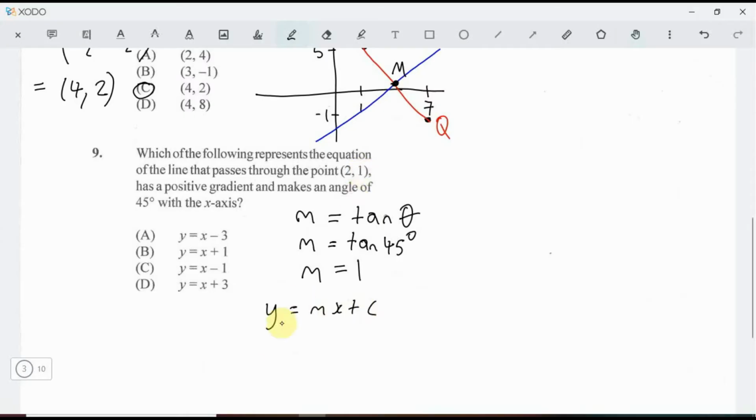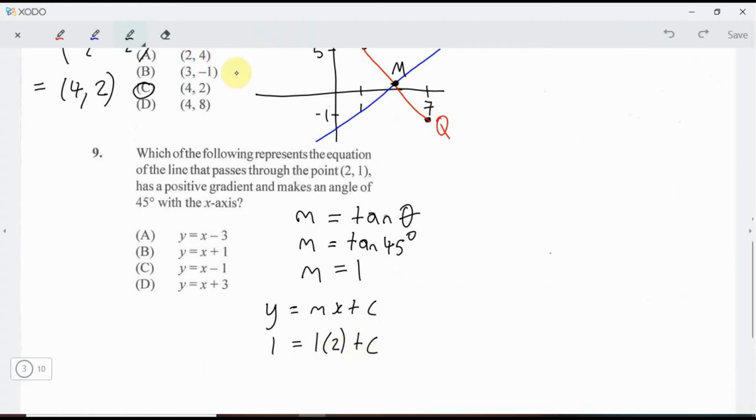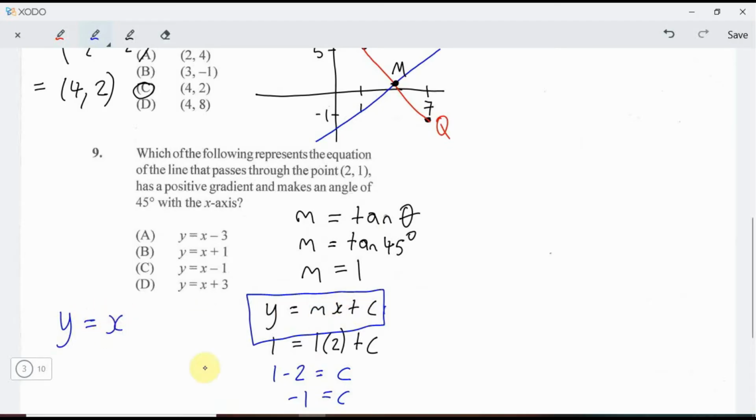But we already have our y is 1, the gradient is 1, and our x is 2, plus c. Transposing for c, what we end up getting is 1 minus 2 equals c, and so c equals negative 1. So the equation of the line then, substituting back into this form, is y equal to m, which is 1, x plus c, and c is negative 1. So y equals x minus 1. That's option C.